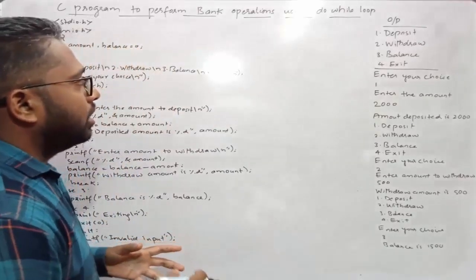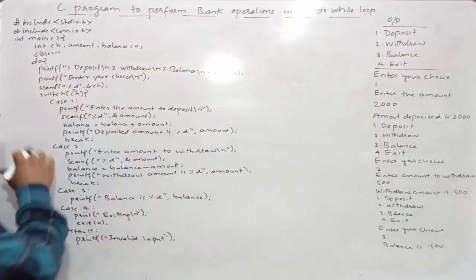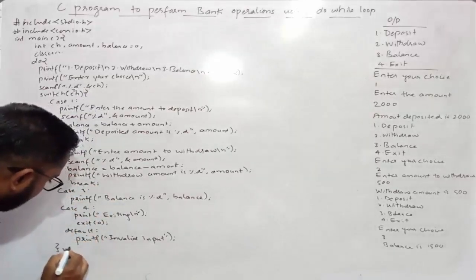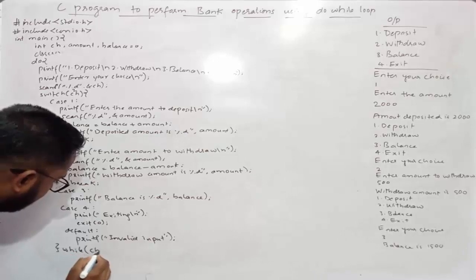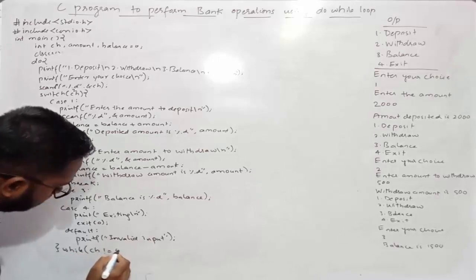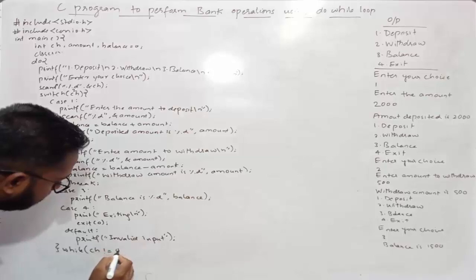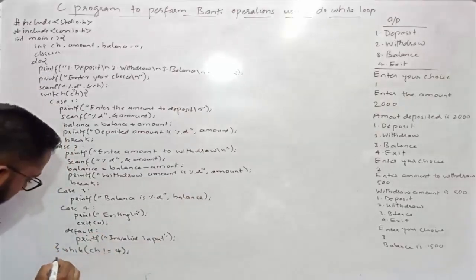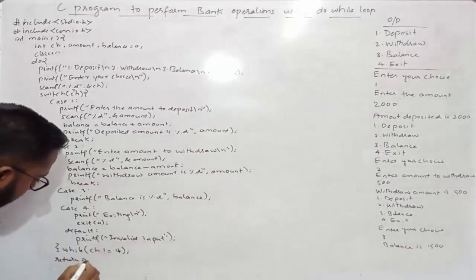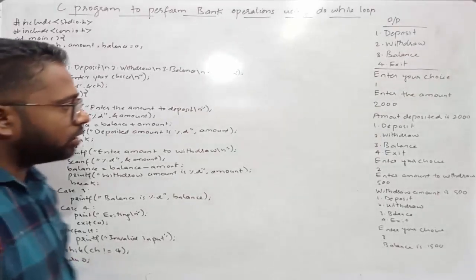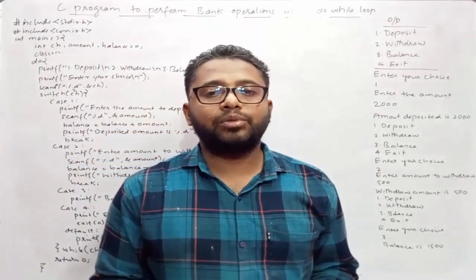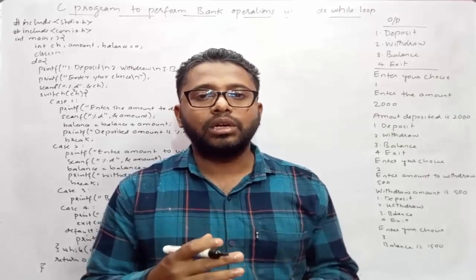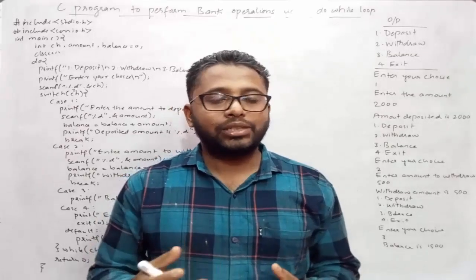Now, as you guys already know, I had started a do while loop, and this do while should end here. While ch is not equal to 4, semicolon. Then at the end return 0 and then close the flower bracket. So this is the entire program to perform basic bank related operations like deposit, withdraw, check balance, and then exit.